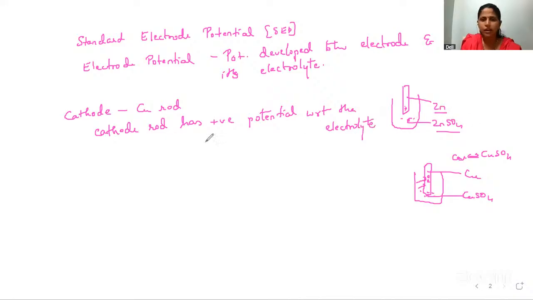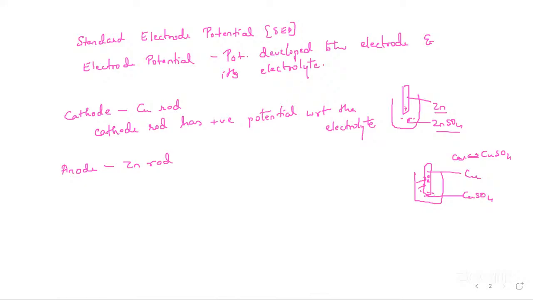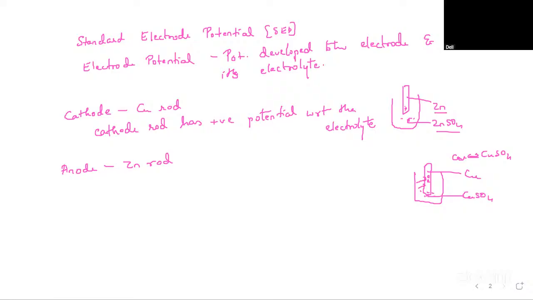Now let's talk about the anode. At the anode, there is the zinc rod. Zinc is losing electrons and forming Zn plus 2 ions. And where are those electrons? Those electrons are present on the rod. So those plus 2 ions are coming into solution, but the electrons are on the rod.